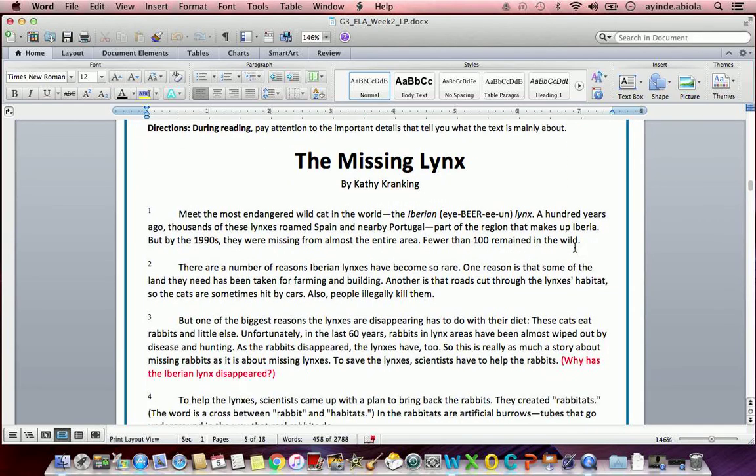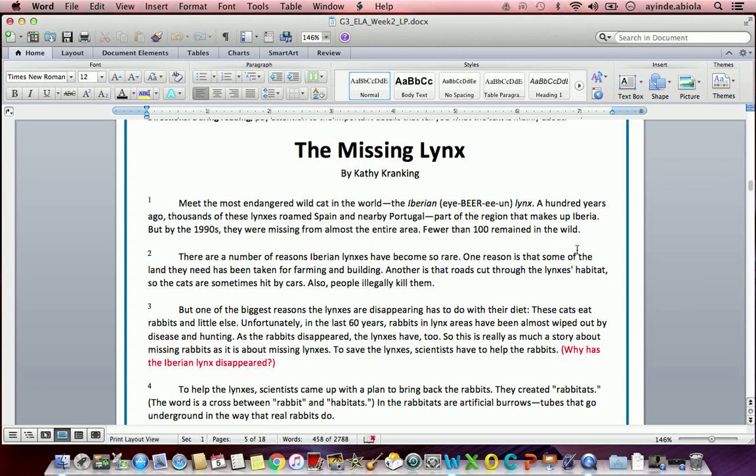The next text is called The Missing Lynx. Meet the most endangered wild cat in the world, the Iberian lynx. 100 years ago, thousands of these lynxes roamed Spain and nearby Portugal, part of the region that makes up Iberia. But by the 1990s, they were missing from almost the entire area. Fewer than 100 remained in the wild.